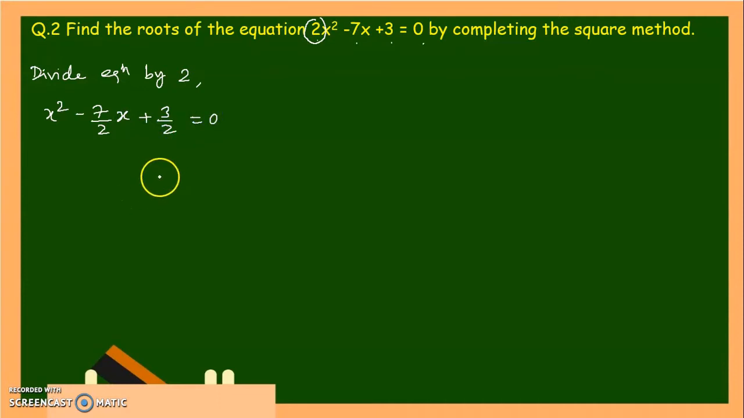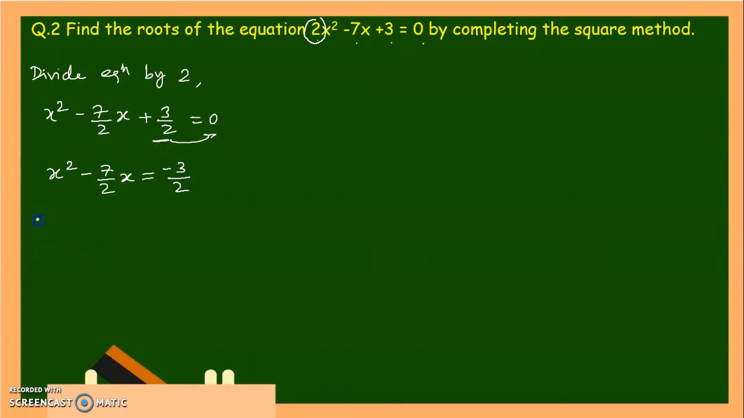In second step, we will take this constant term to the right hand side. So our equation becomes x square minus 7 by 2x equal to, if you take this plus 3 by 2 to right hand side, it becomes minus 3 by 2. This is the second step.